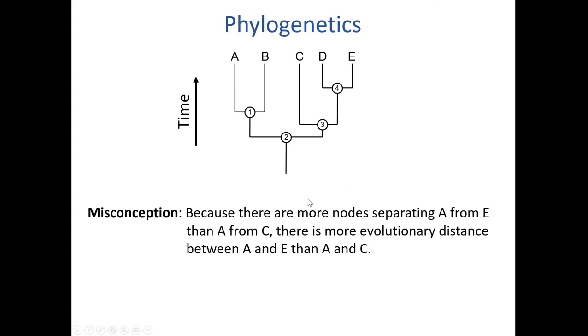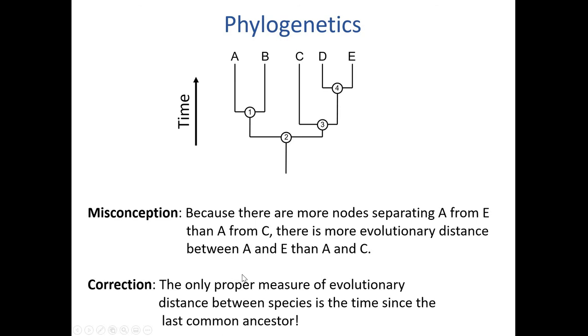Okay, next misconception. Because there are more nodes separating A from E than there are A from C, there's more evolutionary distance between A and E than there is between A and C. Okay, so what do I mean by this? So you can see between A and E, how many nodes are between them? We've got 1, 2, 3, 4 nodes between A and E. And then between A and C, how many nodes are there? There are only 1, 2, 3. So fewer nodes between A and C. So does that mean they're more evolutionarily related than A and E are? And the answer is no.